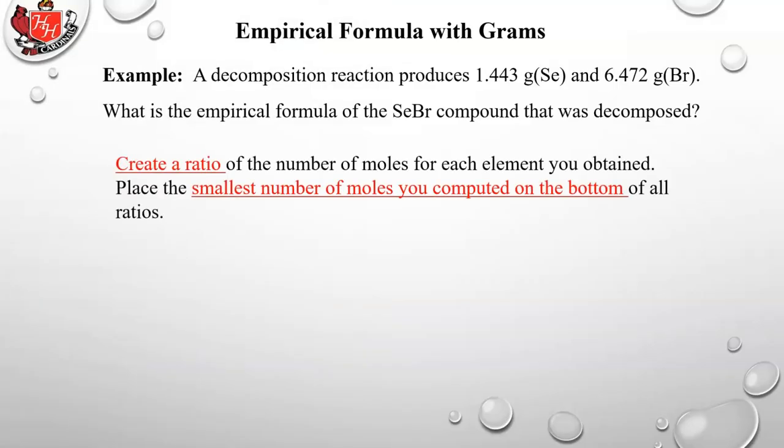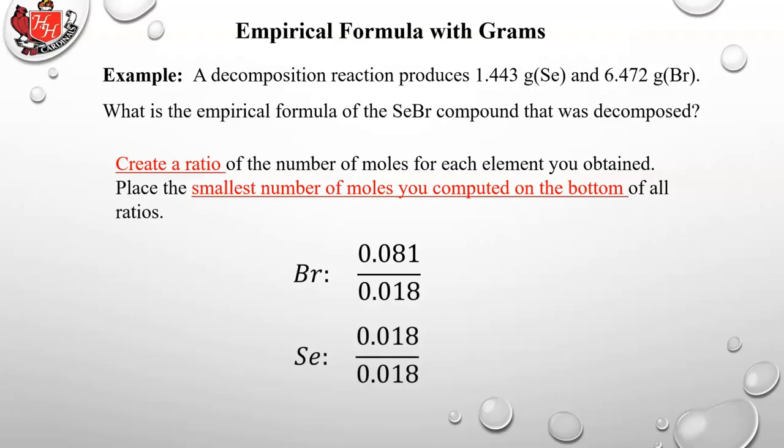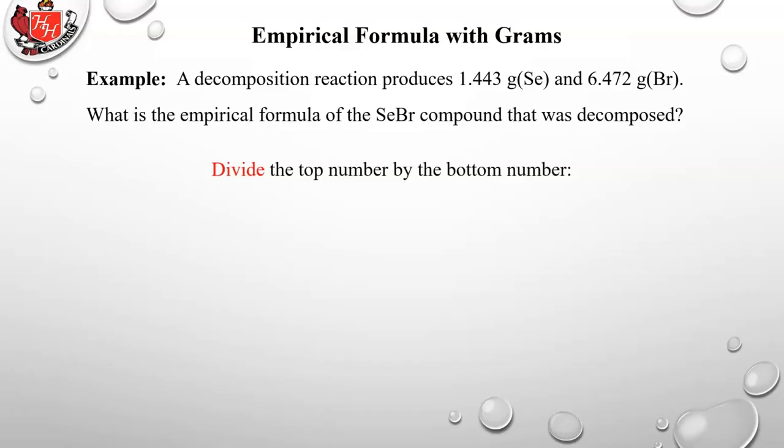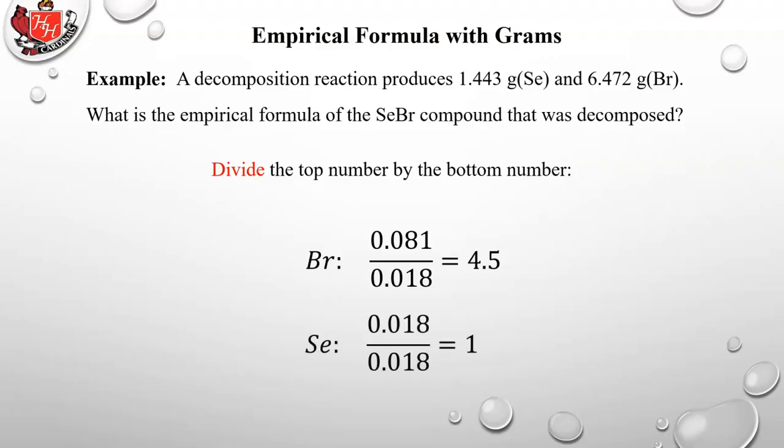Okay, so create a ratio of the number of moles for each element you obtain. Place the smallest number of moles that you computed on the bottom of all ratios. Okay, so there we have the ratio for bromine. Bromine was 0.081 moles, and selenium, which is the smaller of the two, you put on the bottom in the denominator. Now, for selenium, you had 0.018, and you put that on the bottom. So divide the top number by the bottom number. So you get 4.5 for bromine, and you get 1 for selenium. The smaller of the two ratios is always going to end up to be 1.